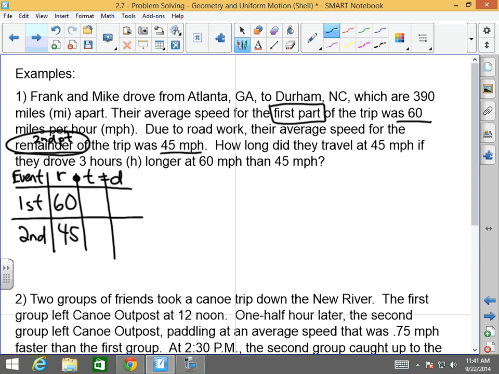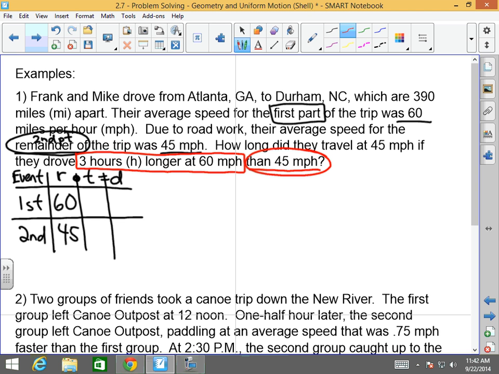How long did they travel at 45 miles per hour if they drove 3 hours longer at 60 miles per hour than 45 miles per hour? Remember from direct translation that when you have a comparison like this, 9 out of 10 times, the second part of the sentence is going to be your X. So you know that they drove 3 hours longer at 60 miles per hour than at 45 miles per hour.